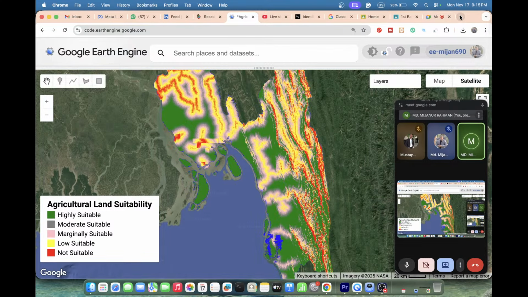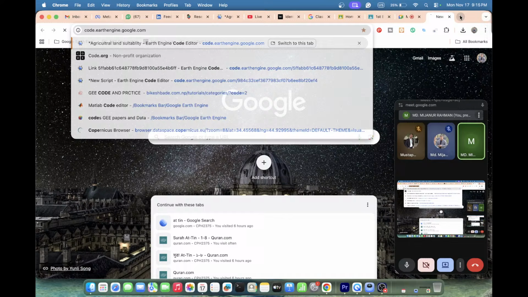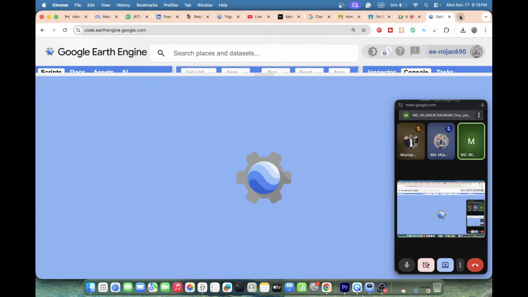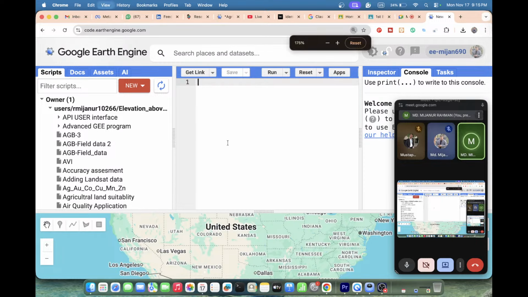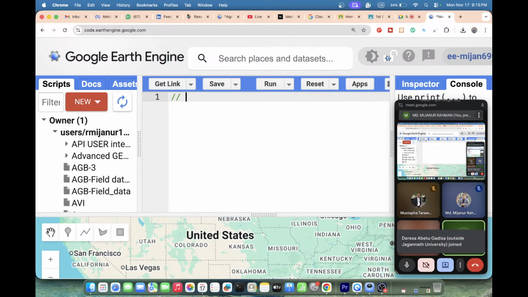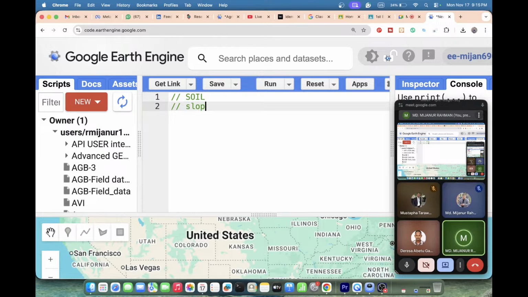So if you simply, okay, let me open the code editor. We can use different types of factors for suitability. Suppose one factor is called the soil. It's a very important factor, okay. Then another factor can be slope. Slope is another factor, okay. Then we can also use, suppose, water availability, okay, water availability.